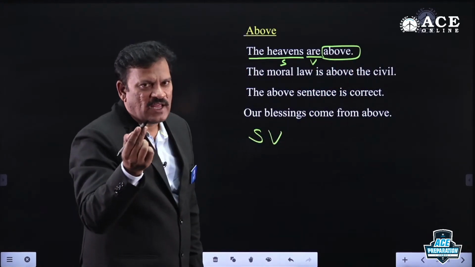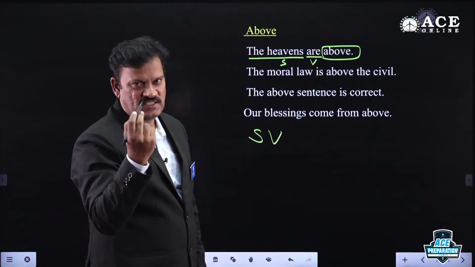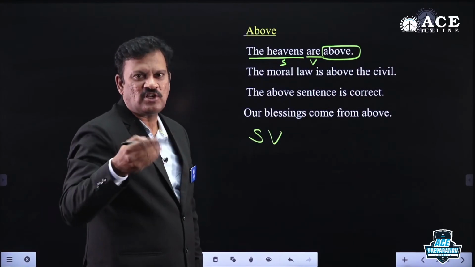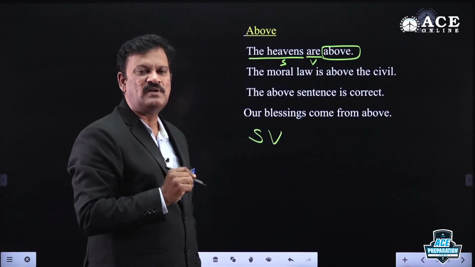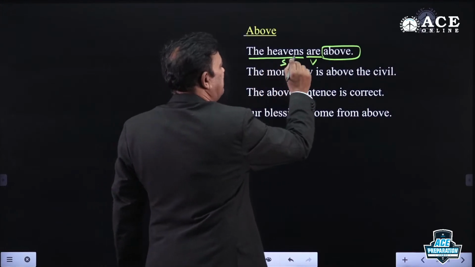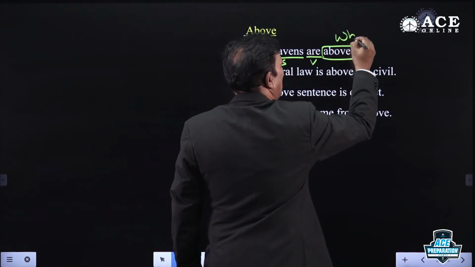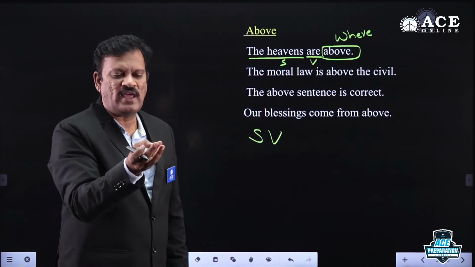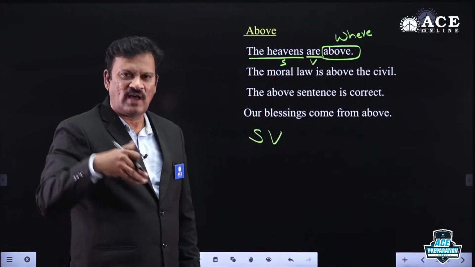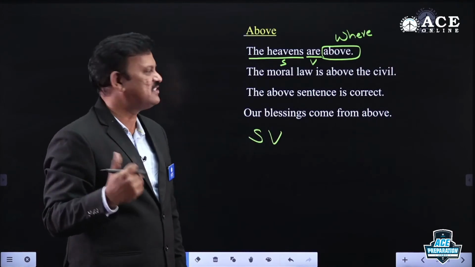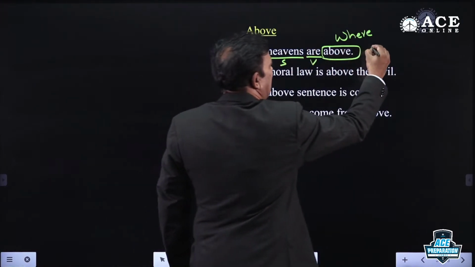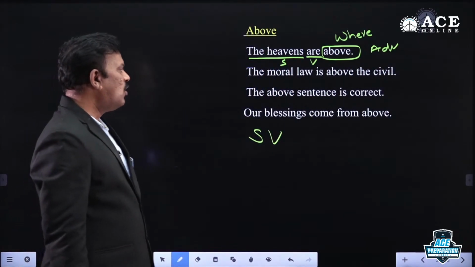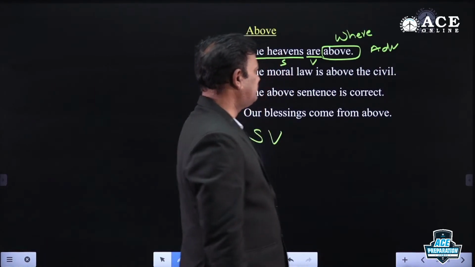One more tip I would like to give you. Questions should be added to the verb. Whatever question you are trying to put, that should be added to the verb. The heavens are where? Are where. A word which is the answer for when, where, why, how. When, where, why, how. Have a rhythmic way. Remember this. Adverb.